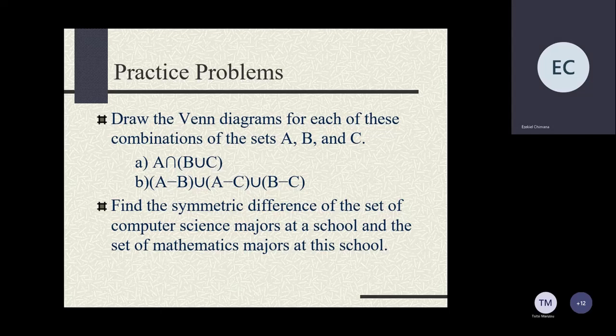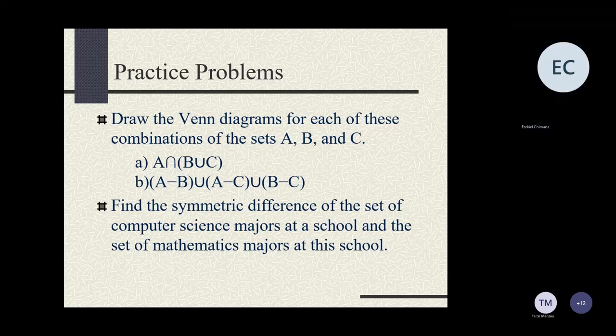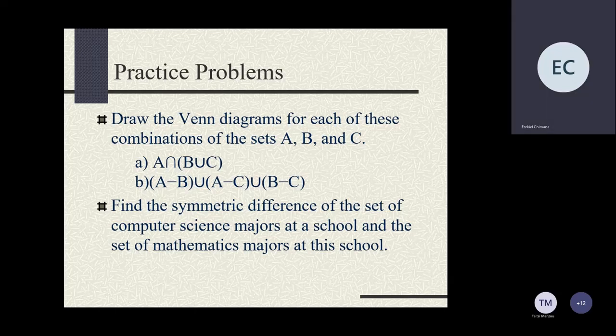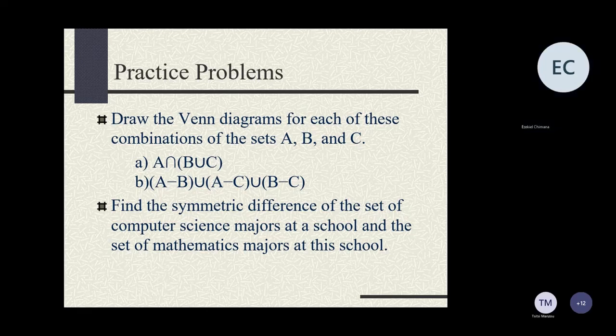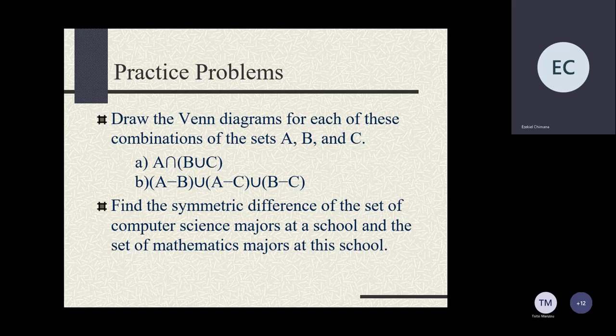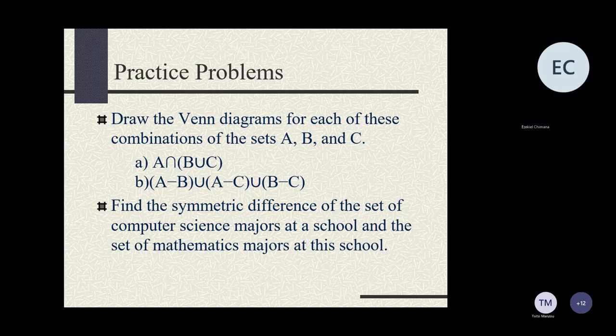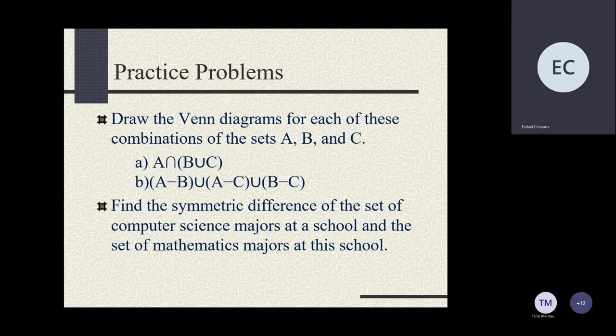Also, you have to shade all the intersection there, but not the B intersecting C. You have to leave the B intersecting C part, because here we only need the elements in A, and also in B or C. I think you can try to play around with all those things on your own. I think it's not that hard.